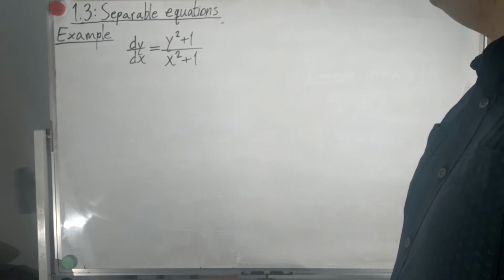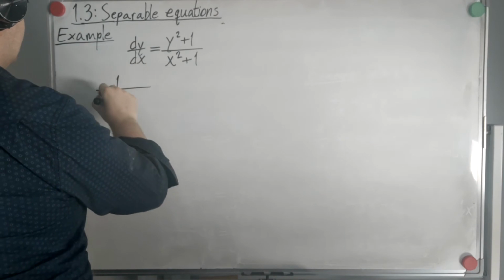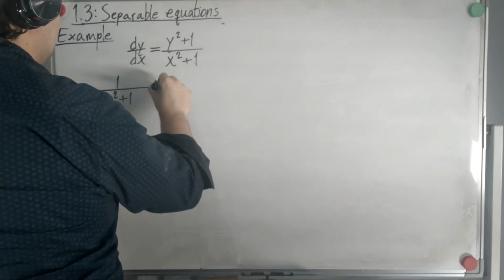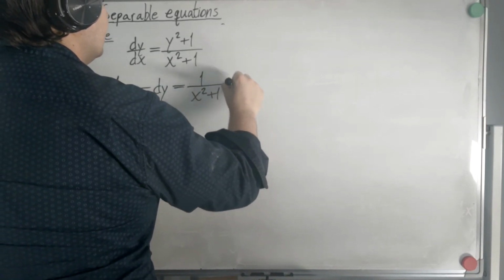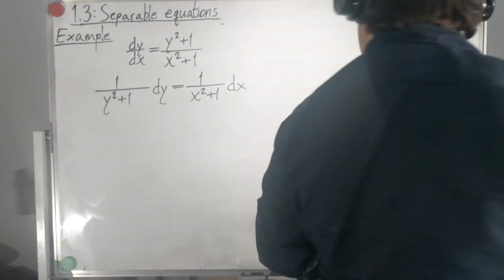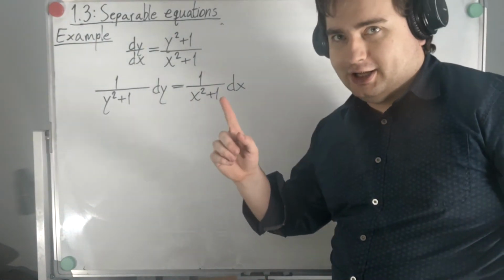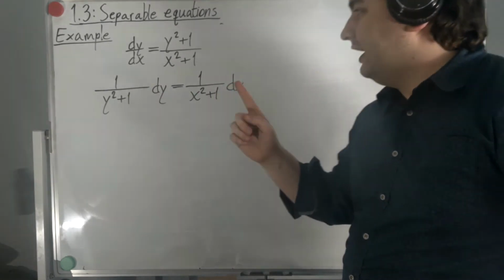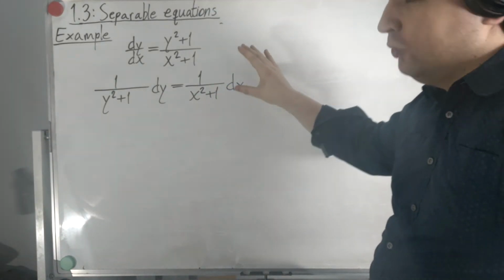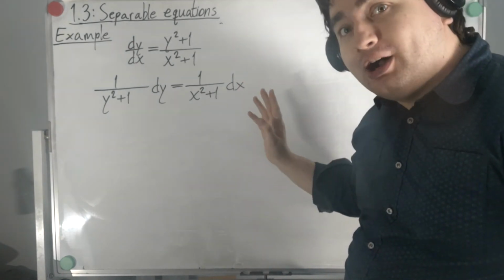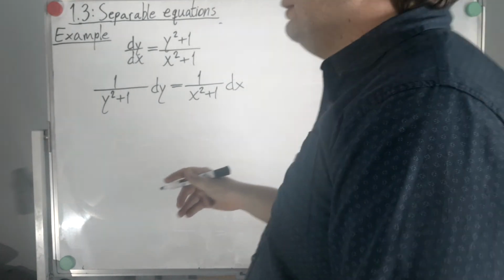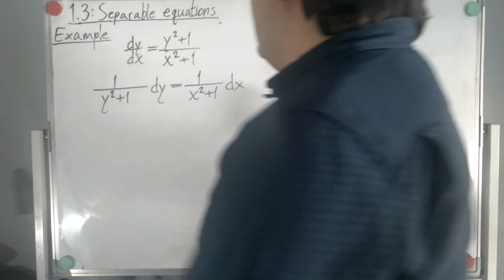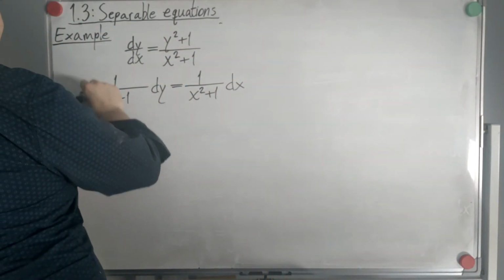The way to do this is we have to divide both sides by y squared plus 1. So we'll get 1 over y squared plus 1 dy equals 1 over x squared plus 1 dx. Caution. At no time should you ever have 1 over dx or 1 over dy. In any case, those things just don't make sense. These are just two integrals set equal to each other.